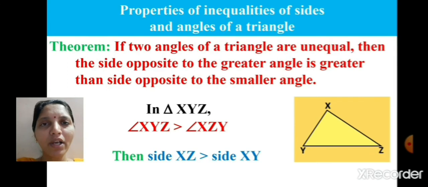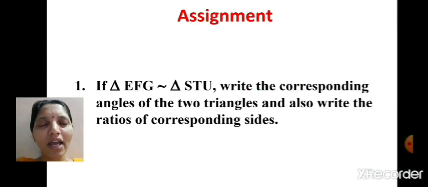Okay. Now let's move on to the last part of this session, that is the assignment. Here I have given you one question. If triangle EFG is similar to triangle STU, write the corresponding angles of the two triangles and also write the ratio of corresponding sides. So with this we will end this session here.